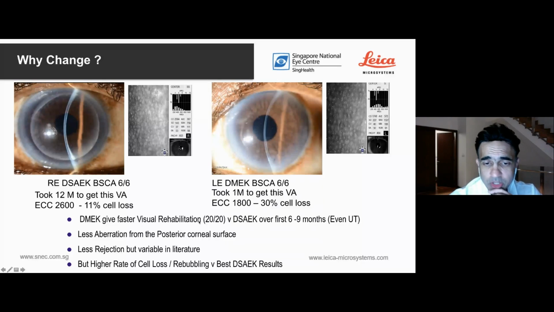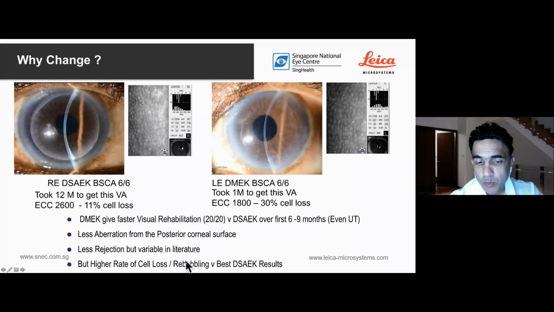So there's less aberration on the posterior corneal surface. And one of the key things that I think when you're doing slightly more complicated cases is that there is less rejection. There is slight variability in the literature when you look at rejection rates of DMEK, but generally speaking, in the same cohort of patients dealing with the same group, you will see there's less rejection with DMEK compared to what you can see in DSAEK. But you have to balance this up, as there's probably certainly a higher rate of endothelial cell loss, certainly when you're starting with basic DMEK surgery.